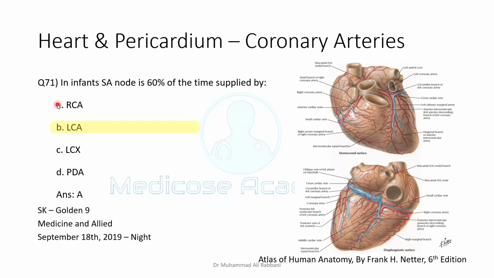But what I know, what I have read, and the most recent book I read about the coronary circulation was Last's Clinical Anatomy. In that, it said that the right coronary artery supplies the SA node in 60% of the cases. But if you have a reference about this, please do give me. I'm also in the learning phase.